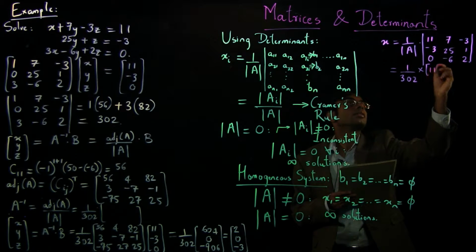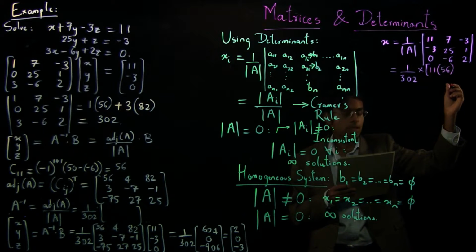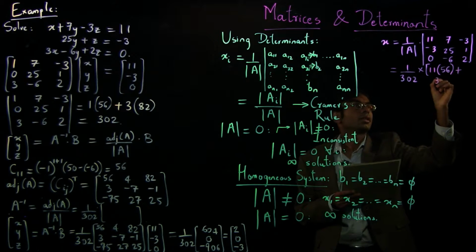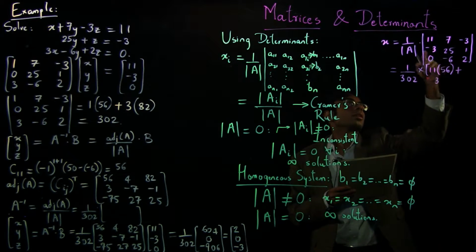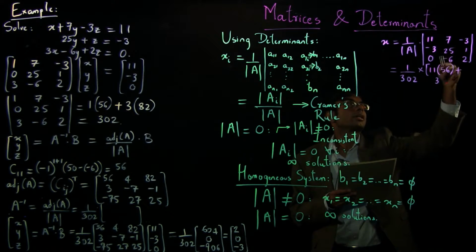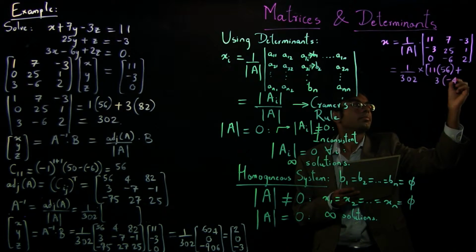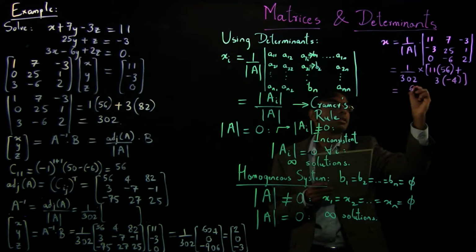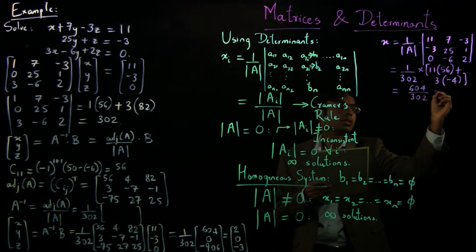So it's 11 times 50 minus 6 of 56, plus, so minus of minus 3, which is plus 3 times the cofactor of this, so 14 minus 18, so minus 4, which again works out to be 604 over 302 equals 2.